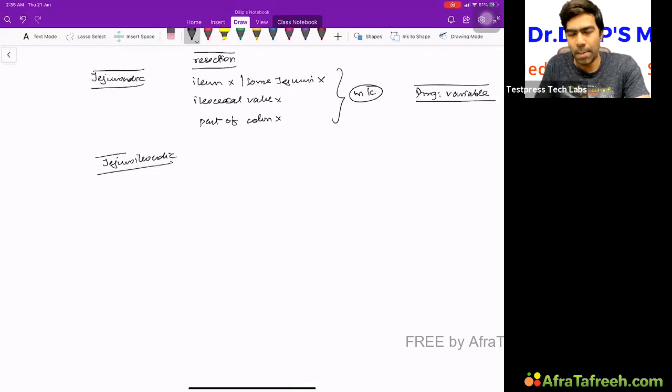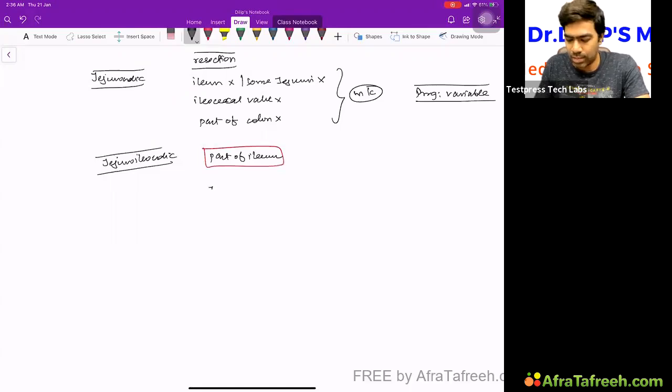Jejuno-ileocolic anastomosis. Here, what are the things that are resected? Here, you have resected a part of ileum, where you have retained the ileocecal valve and the entire colon. Only the part of ileum has been resected here.